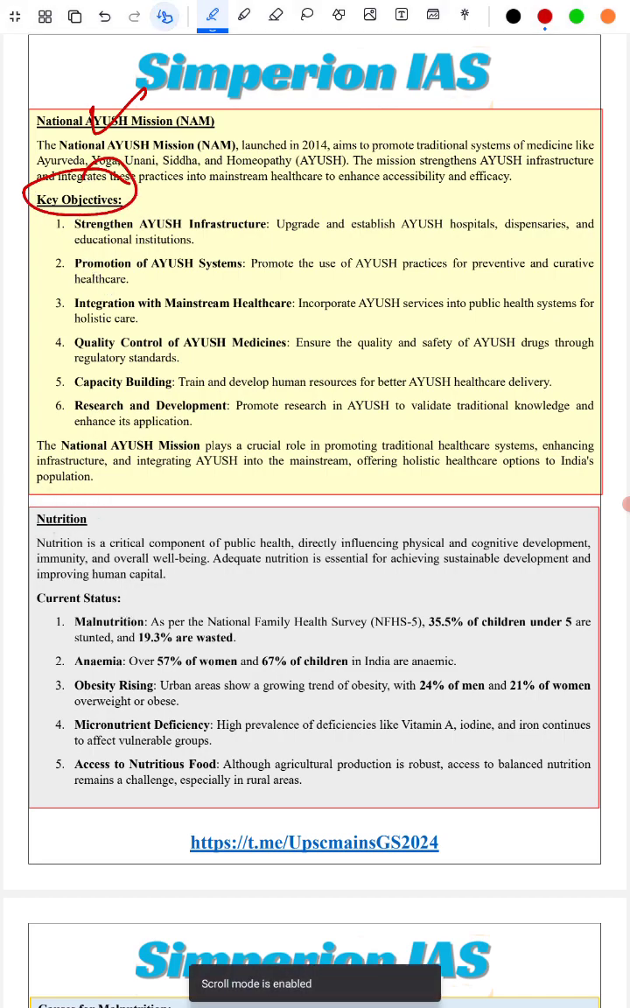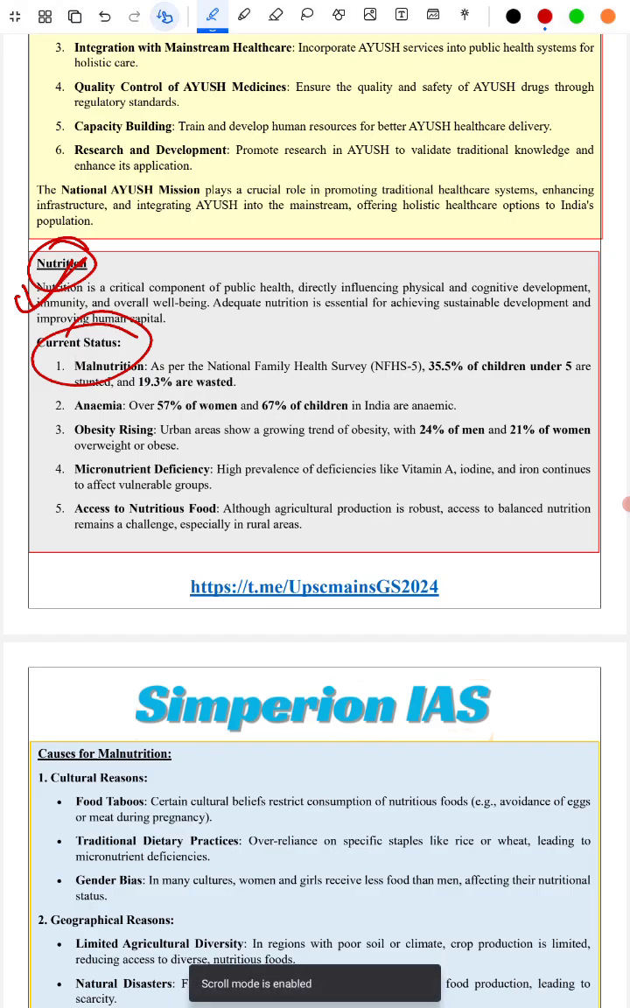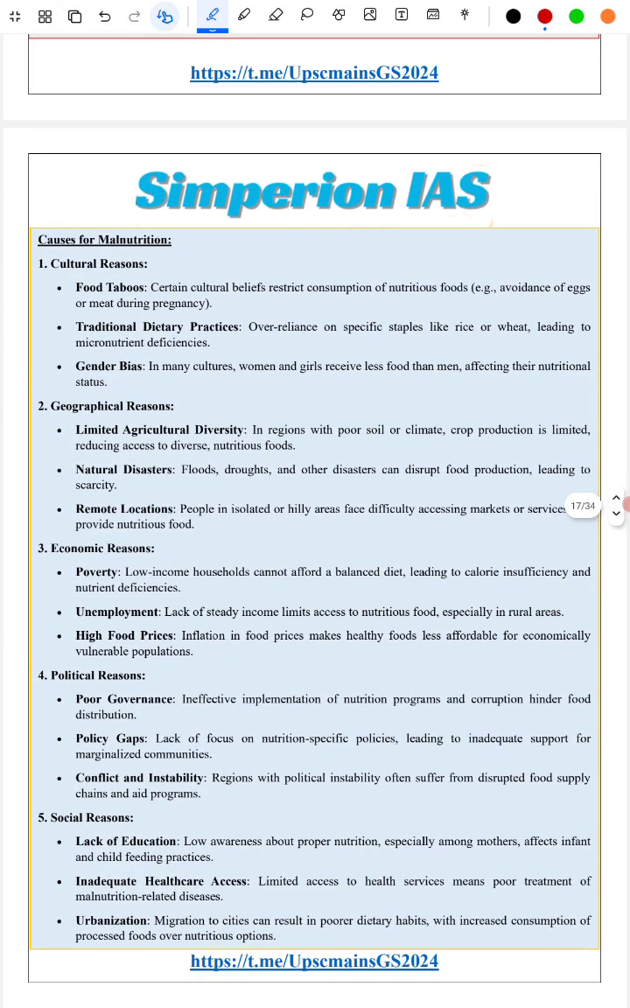Next, another important topic that comes under health is nutrition. For nutrition, we have given the definition and the current status of nutrition in India. We have covered 5 points, and what the causes of malnutrition in India are. We have divided it into many subparts: cultural reasons for malnutrition, geographical reasons, economic reasons, political reasons and social reasons.